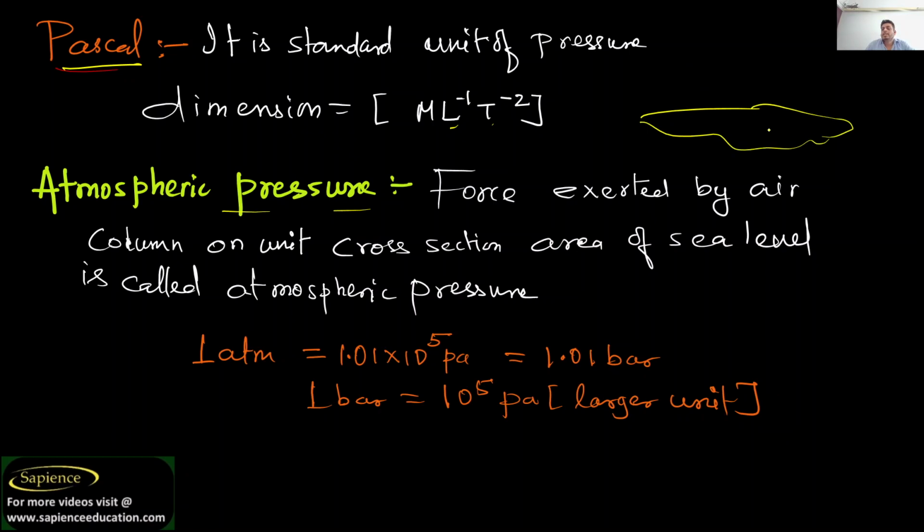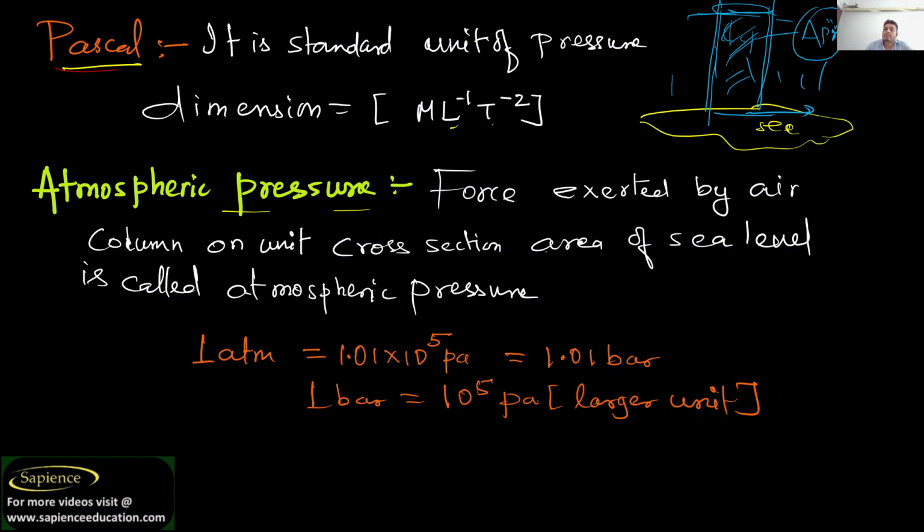Suppose this is your sea, and air is above the sea. Air at a height of maybe 1000 kilometers is applying a pressure at this sea level, and the force exerted by the air column on a unit cross-section is what we are talking about as pressure.